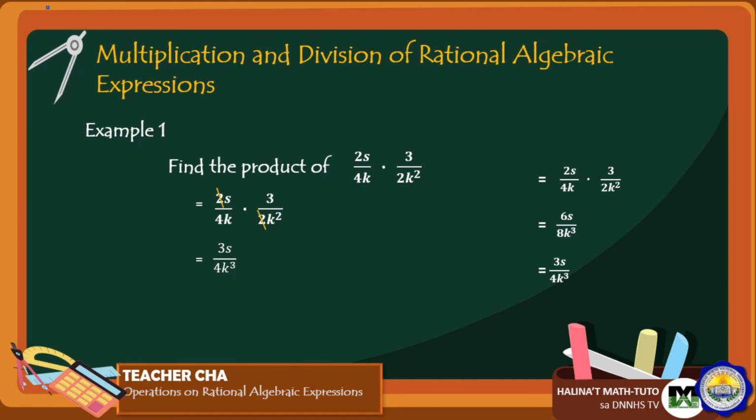You can also use the a over b times c over d. Multiply numerator by numerator and denominator by denominator, we will get the same answer. So 2s times 3, that is 6s, over 4k times 2k squared is 8k cubed. My common factor is 6 and 8, which is 2. So divide. You will get 3s over 4k cubed.